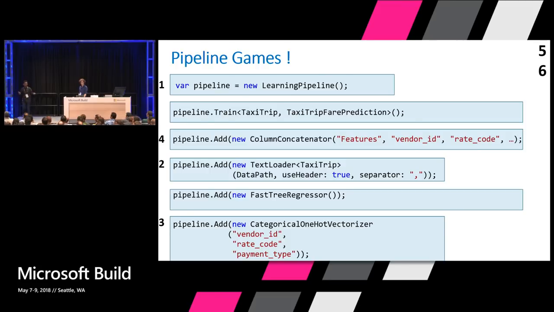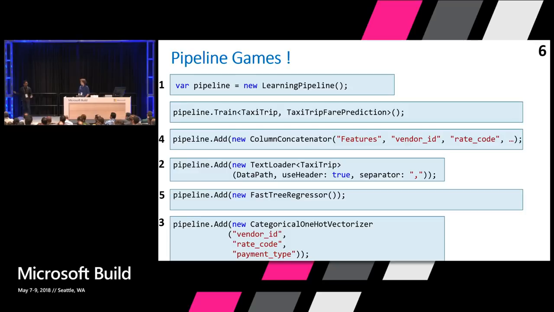Sorry, say that again? Regressor, exactly. So then you want to go and add a learner. Once you've created the pipeline, loaded the data, gone through a bunch of transformations, and created your feature vector, which is your numeric vector, you want to add your learner, which tells the trainer which learning algorithm to use to train this model.